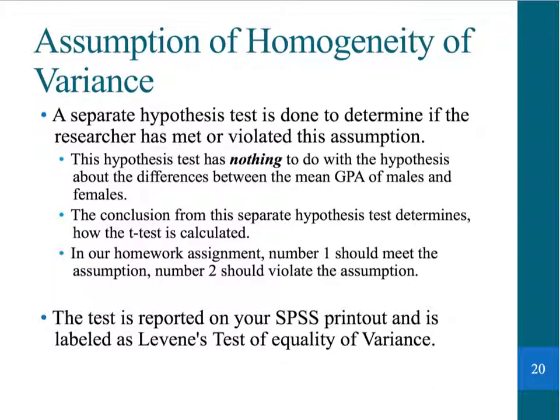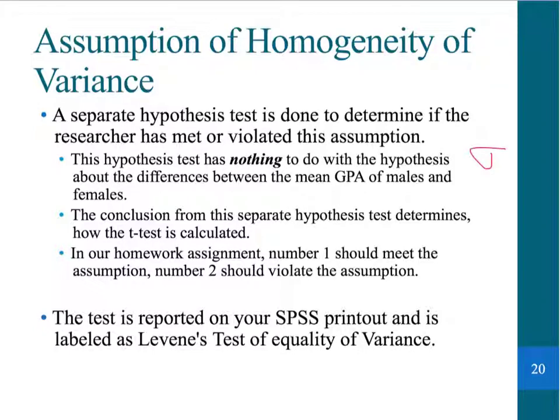This hypothesis test for the assumption of homogeneity of variance has nothing to do with the hypothesis about our GPA of males and females. So this has nothing to do with means. It's only testing variances, or what we always called sigma. The conclusion from this separate hypothesis determines how our t-test is calculated.